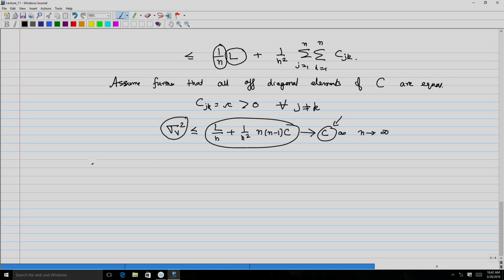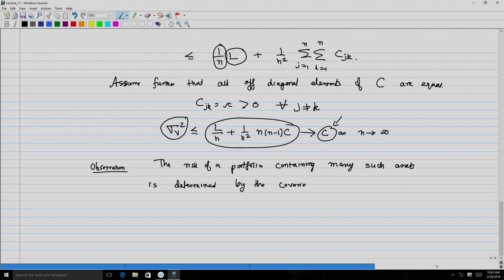So, now we can make the following observation: that the risk of a portfolio containing many such assets is determined by the covariances.